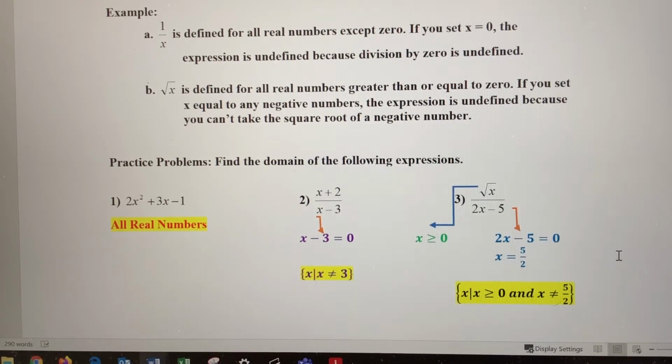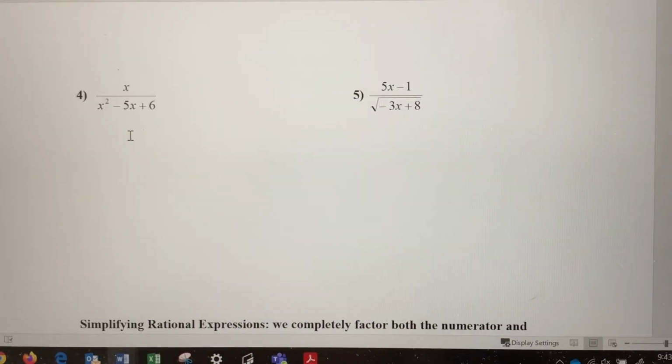Okay? So that's how you determine the domain if we've got variable expressions in the denominator or if we have radical expressions. So pause the video here and give 4 and 5 a try, okay? These are a little more complicated. Pause the video, give them a try, and then come back and check your work.